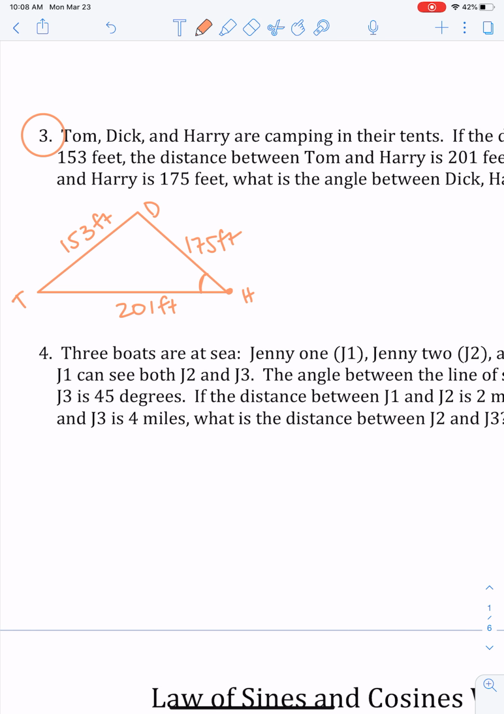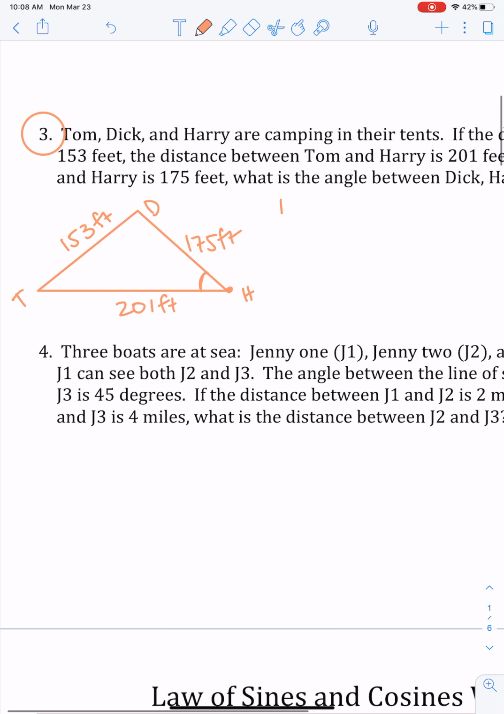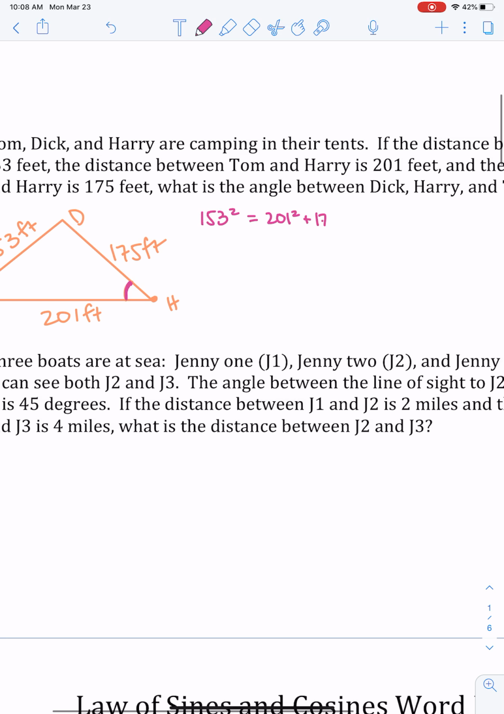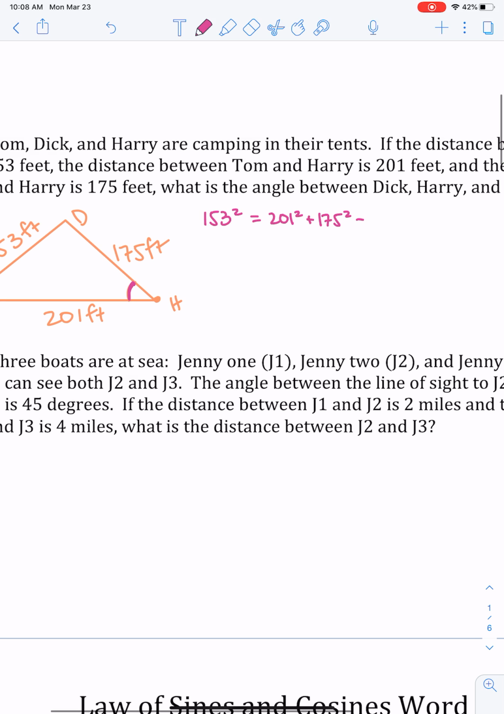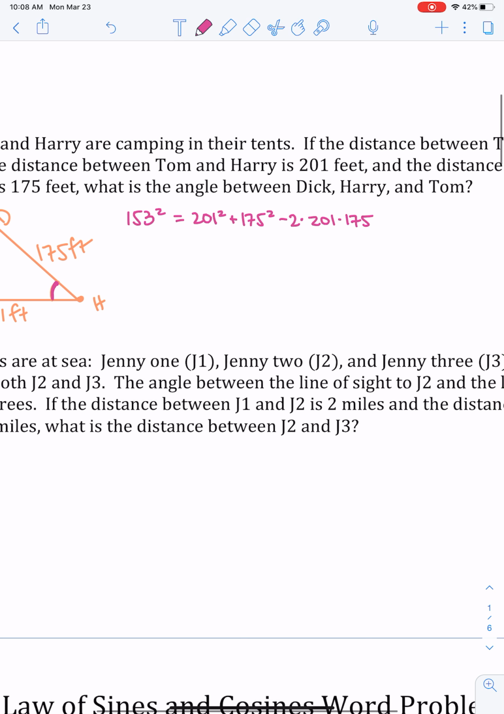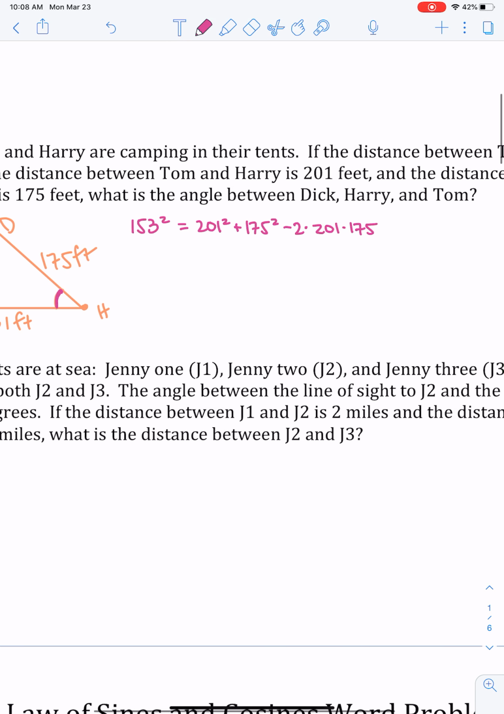So I would love to use sine, cosine, or tangent, but I can't because this is not a right triangle. I'd love to use law of sines, but I do not have any angles, so I'm stuck with law of cosines. So the side across from H is 153 squared, both of the sides next to it, 201 squared plus 175 squared, minus, don't forget that, 2 times 201 times 175 times cosine of Harry's angle.